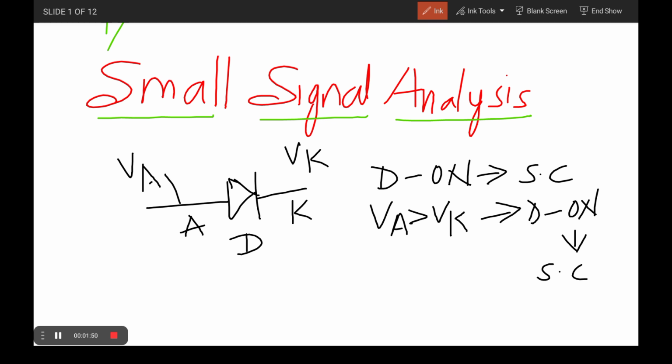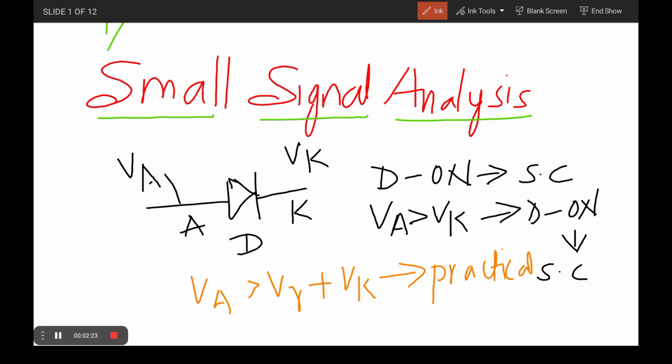This is if you are taking the diode as an ideal case. If you are taking the diode in a practical case, the anode voltage VA is greater than the cathode voltage plus V gamma, where V gamma is nothing but the cut-in voltage of the PN junction diode. So this is for the practical case, and the earlier condition is valid for an ideal diode.